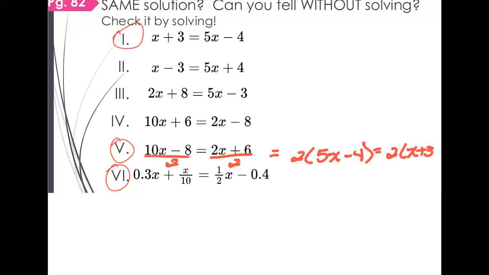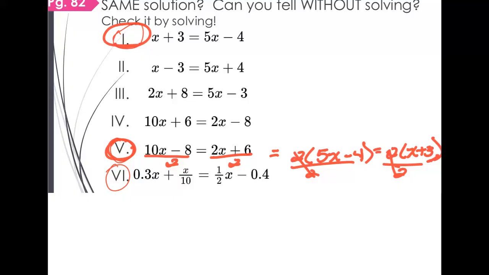And is that the same as anything we already have? Yes, that is the same as number 1. Now, why is that the same? Because you can divide by 2, divide by 2, 2's cancel out, and you end up with the same thing. So they would have the same solution. Okay, so that takes care of 1 and 5.